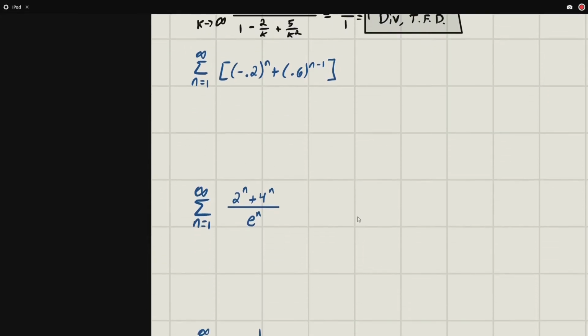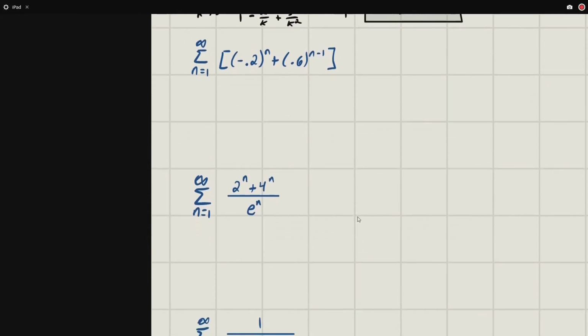Let's go ahead and move along here. So for this next one, we've got two geometric series, right? We have the common ratio r, and we need to know the initial term, which we can find by just plugging in our first n. So when n is 1, this thing becomes negative 0.2. So a is equal to negative 0.2. And when n is 1 for this one, this becomes 0. And so this makes this 0.6 to the 0, which makes a equal to 1, right? Because anything raised to the 0 power is 1.